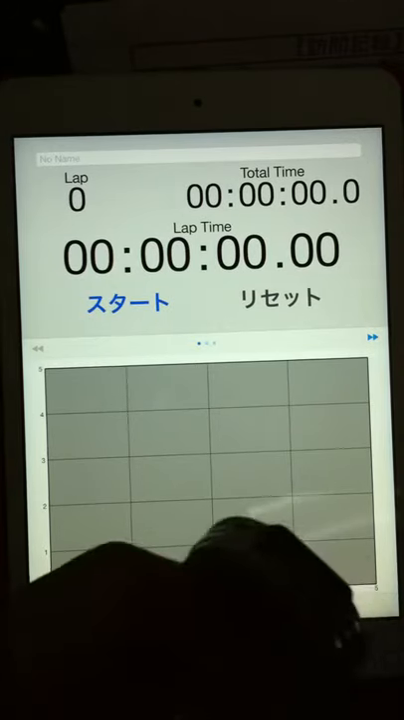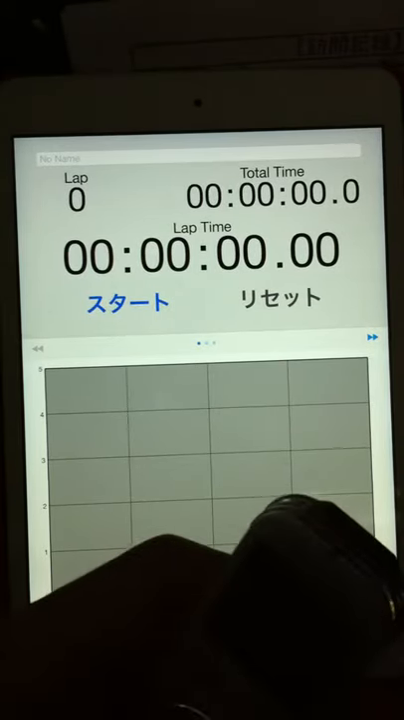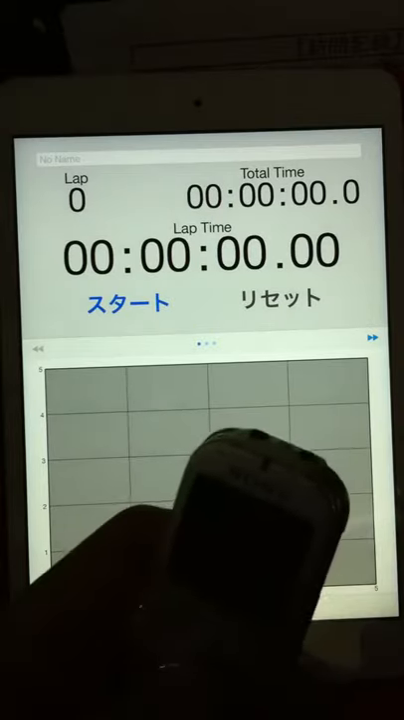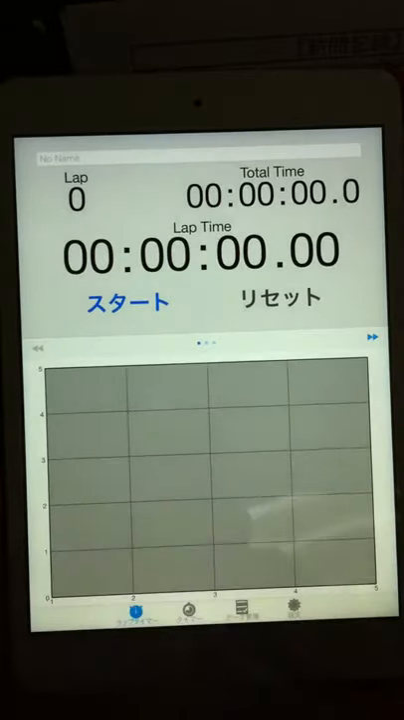Welcome to Every Morning Experiment on timing progression. Let's begin tapping. Recording.